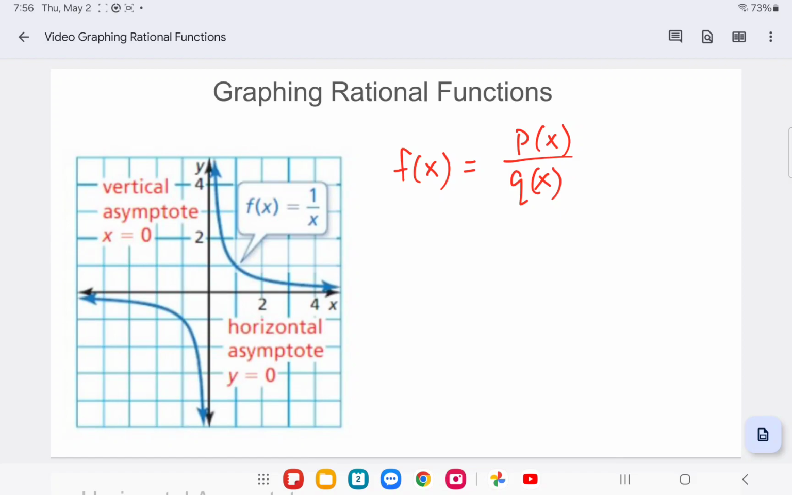The most basic rational function, or the parent function, is f of x equals 1 over x. That's the most basic type. And you can see that the parent function has one vertical asymptote at x equals 0, or the y-axis, and one horizontal asymptote, which is the x-axis at y equals 0. So we're going to talk about how to find the asymptotes for any rational function. We're going to talk about how to find the x and y intercepts, domain, range, and of course how to graph them.